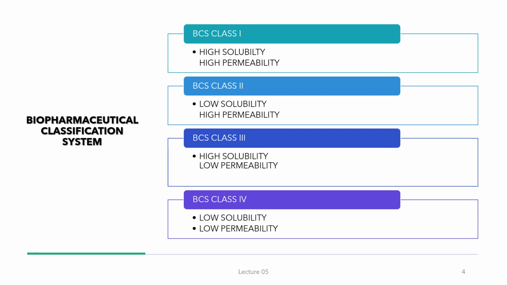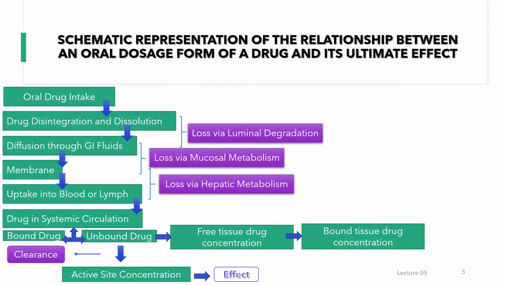This is the schematic representation of the relationship between oral dosage forms of drug and its ultimate effect. So whenever a drug is taken orally, it gets disintegrated and proceeds for dissolution. Once the dissolution is done, diffusion through GI fluids is carried out and the drug reaches to the membrane. Here the uptake into the blood or lymph takes place and the drug reaches to the systemic circulation.